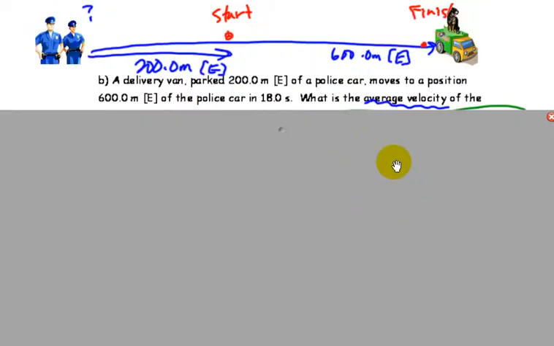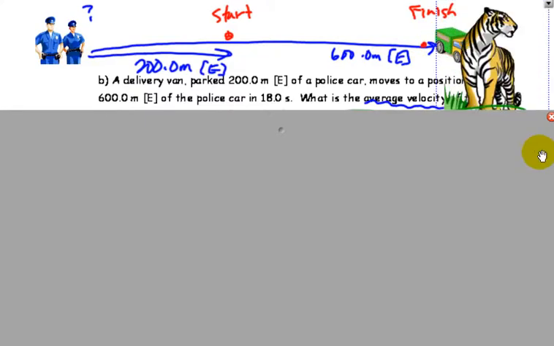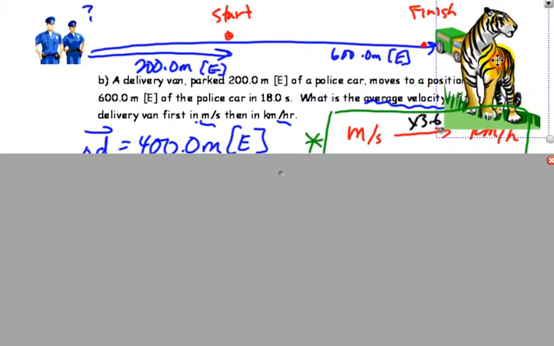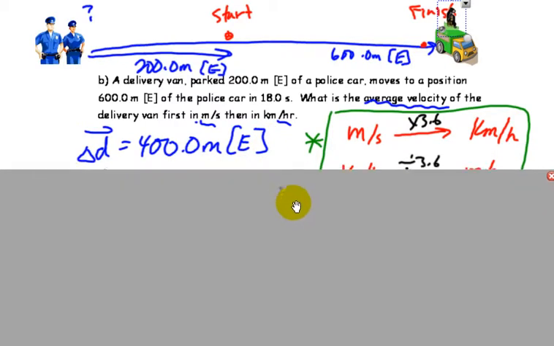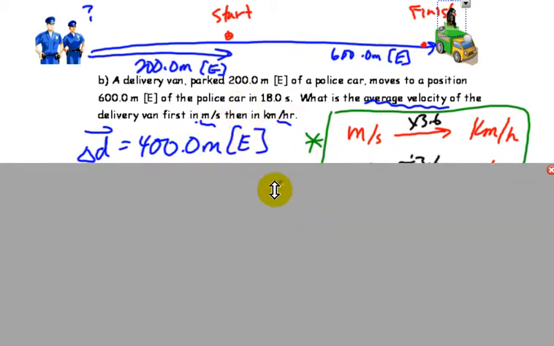Okay. Looking over here, a delivery van parked 200 meters east of a police car moves to a position that's 600 meters east of the police car, and I assume the delivery van had a tiger or something. That's why it's being sneaky and moving away. So very similar to the previous one, we're looking for the average velocity, first in meters per second, then in kilometers per hour.